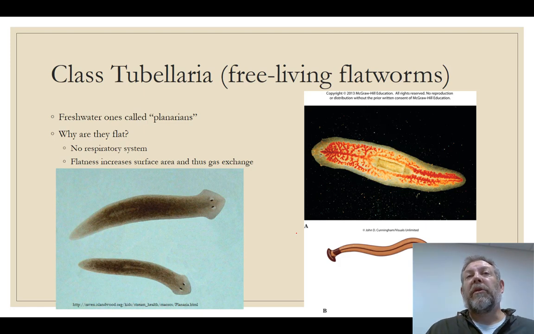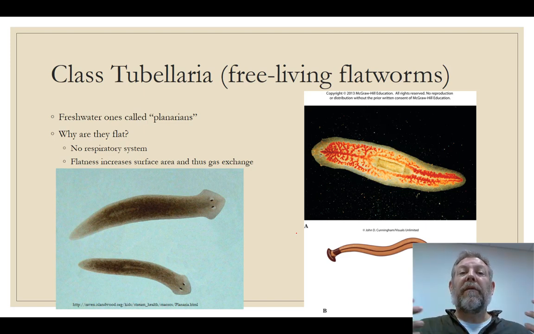And you'll remember when we talked about cells, we talked about the importance of surface area to volume ratios and the importance of being able to diffuse things into the cell and out of the cell. Well, it's the same at the organism level. If you don't have a way to pump gases in and pump gases out like we do with our respiratory system, then you need to be able to let the gases diffuse in and diffuse out. And so having a higher surface area will improve that. And so that's why flatworms are flat.